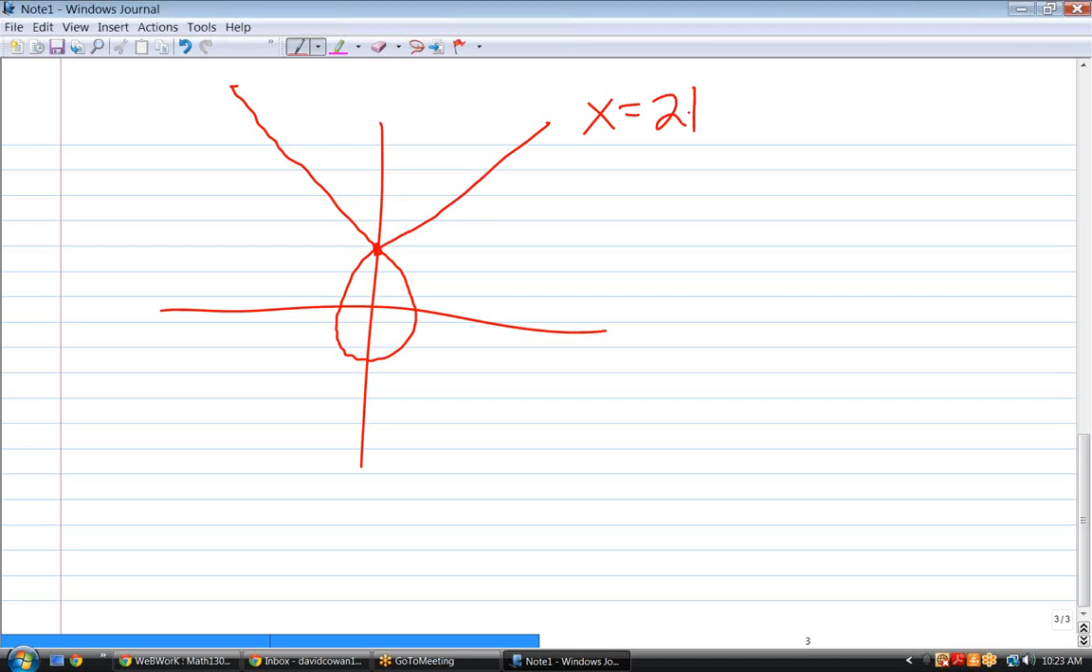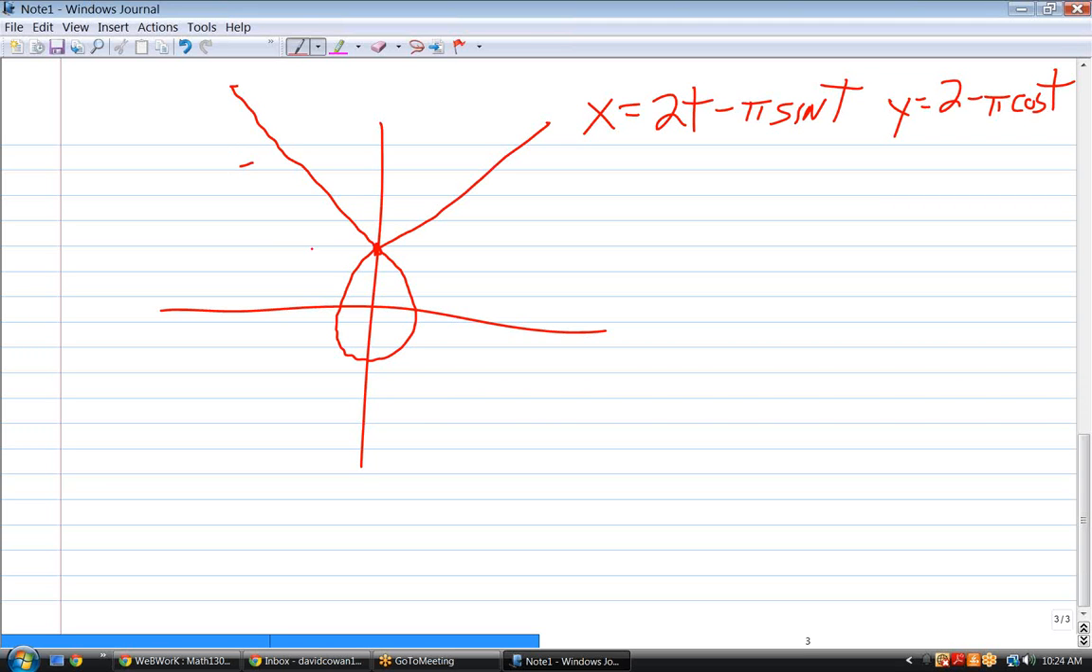2t minus pi sine t, and y equals 2 minus pi cosine t. So that graph you're looking at over there is the result of these two parametric equations. Find the equations of both tangent lines at that point 0, 2.